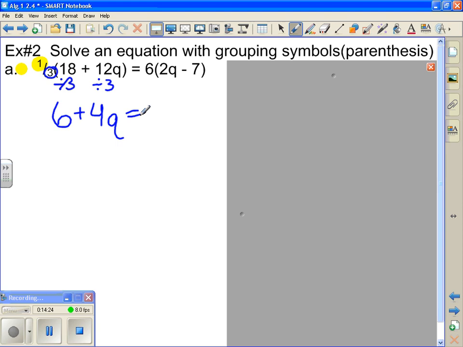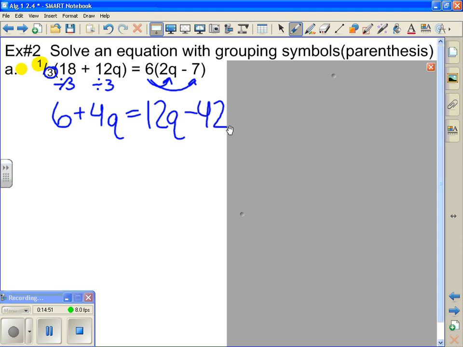Now let's go to the other side of the fraction. 6 times 2, 12q. Very good. And 6 times -7, -42. Good. So step 1 is now complete. We have eliminated the parentheses.